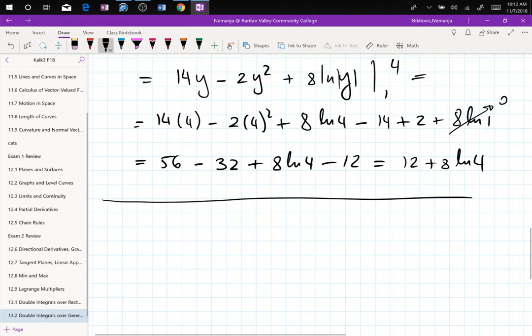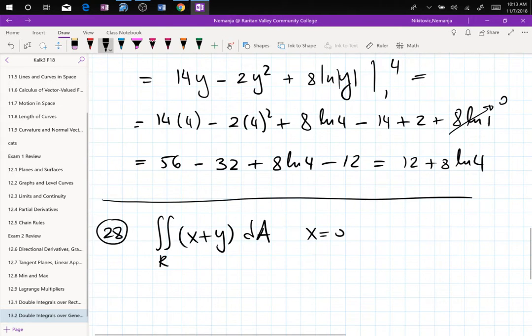All right, here's problem 28 from the textbook. It says calculate the integral over the region R of x plus y dA, where the region is in the first quadrant bounded by x equals 0, y equals x squared, and y equals 8 minus x squared. First quadrant.